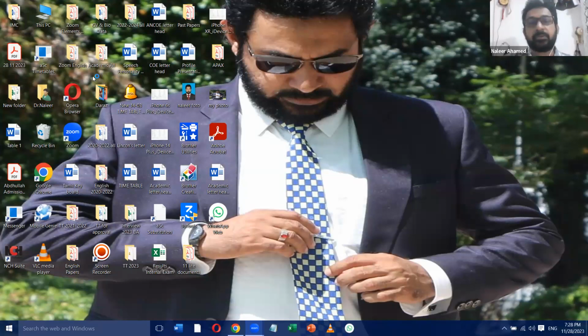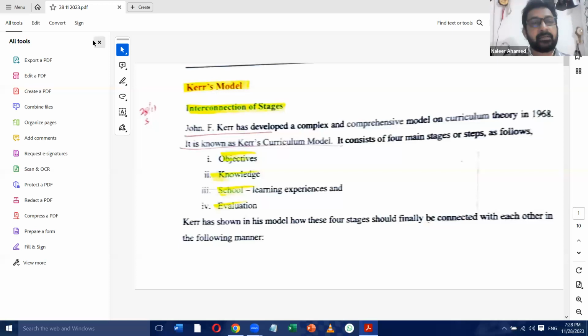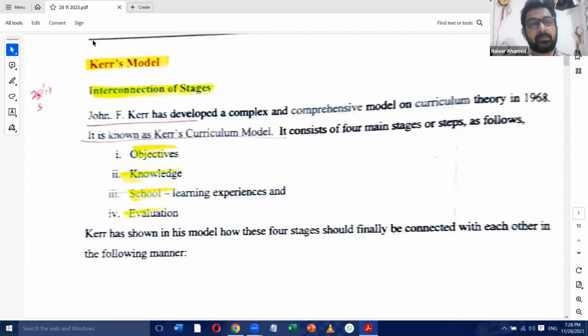Okay, so today we'll see the next model, which is called Kerr's model. So we'll go to the screen sharing. Can you see the screen now? Can you see what I am sharing? Yes, sir. Yes, you can see. Okay.